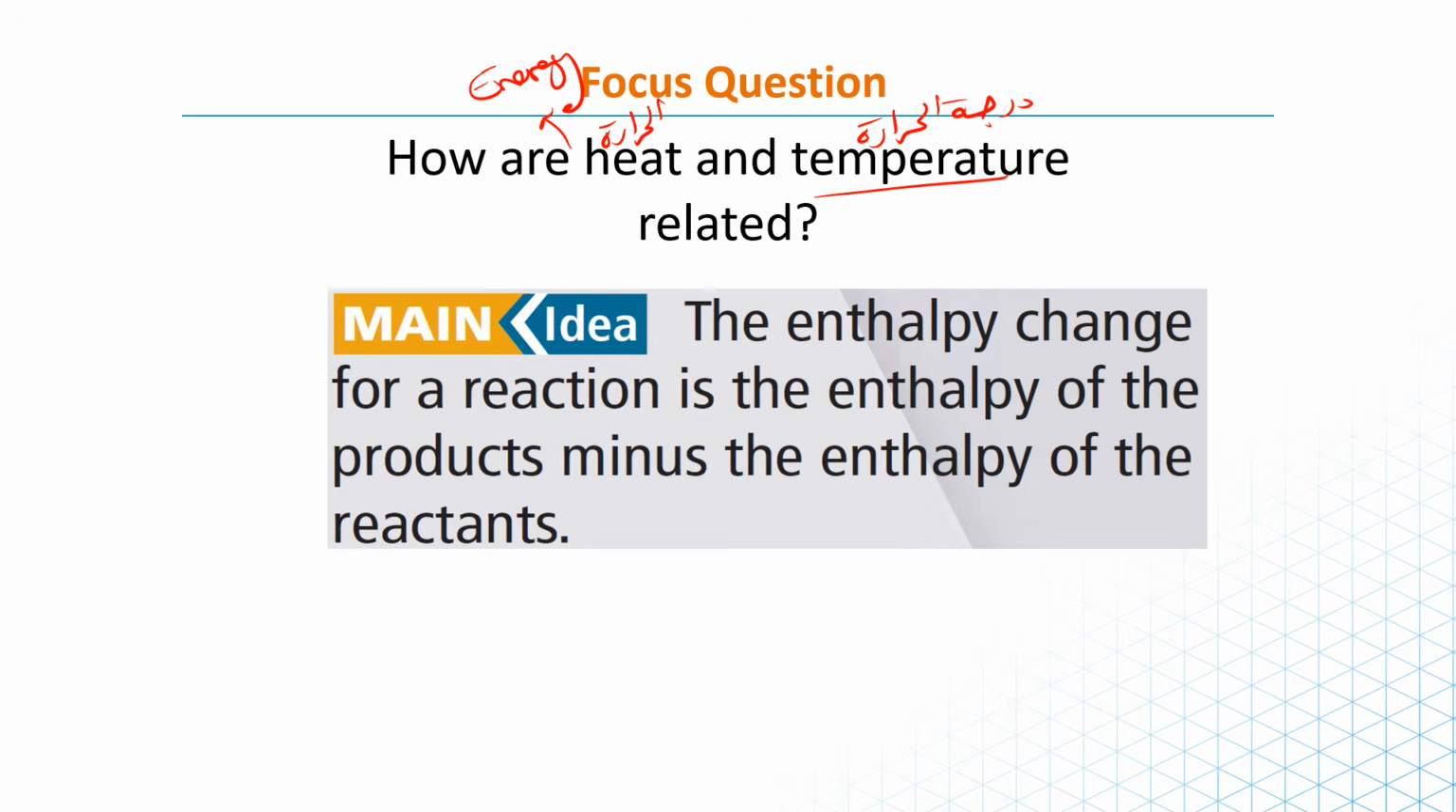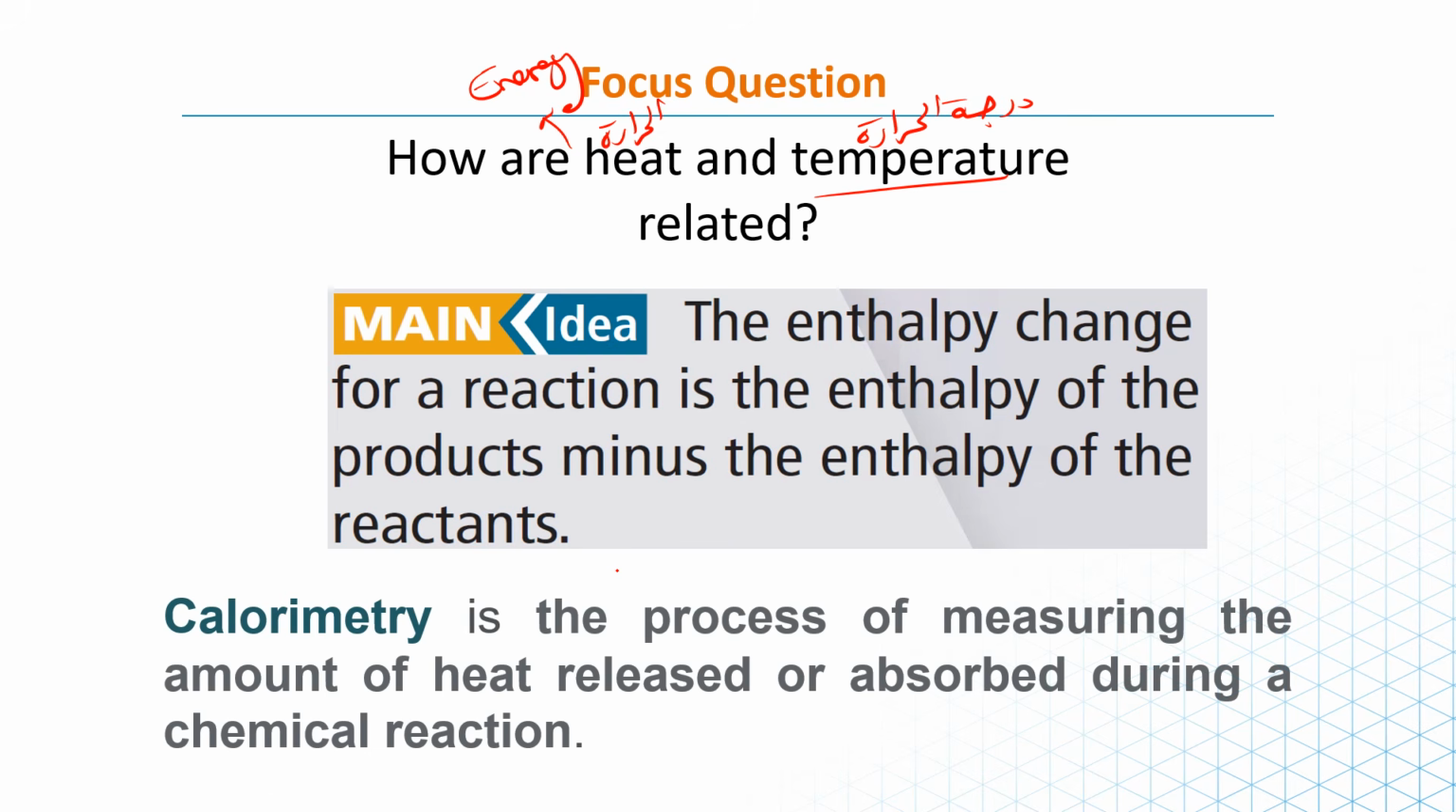So what's the main idea of this lesson? The main idea is that the enthalpy change for a reaction is the enthalpy of the products minus the enthalpy of the reactants. So final minus initial, after minus before. And we will see what we mean by enthalpy, okay? So don't worry about this right now.